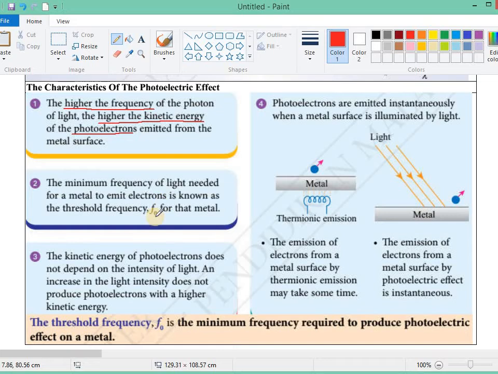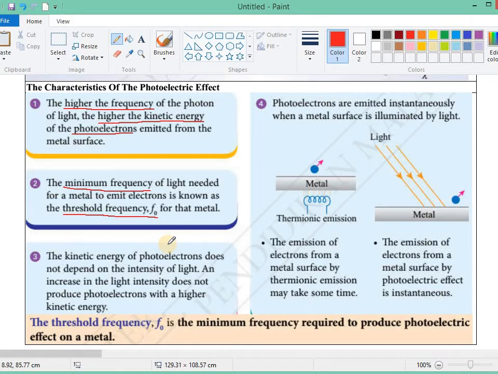Okay, so next, the minimum frequency of light needed for a metal to emit electrons is known as the threshold frequency for that metal. Basically it means that if the frequency of light is not high enough, then it will not be able to produce a photoelectric effect.